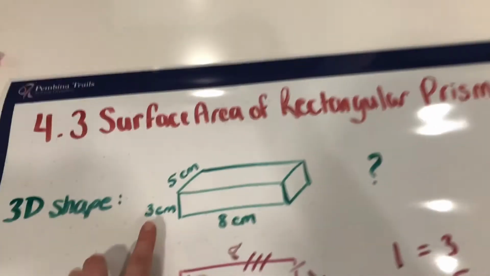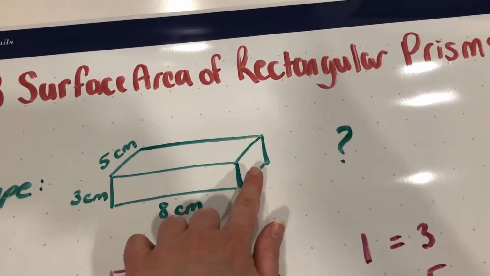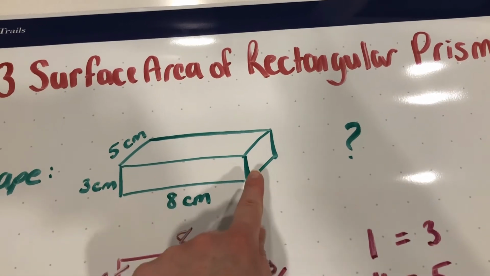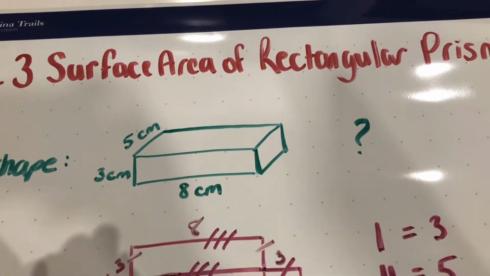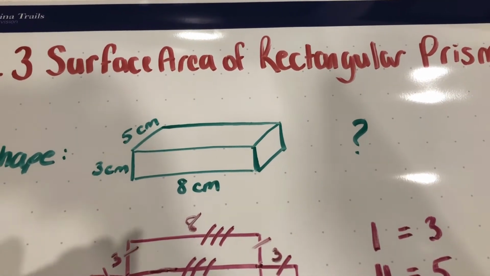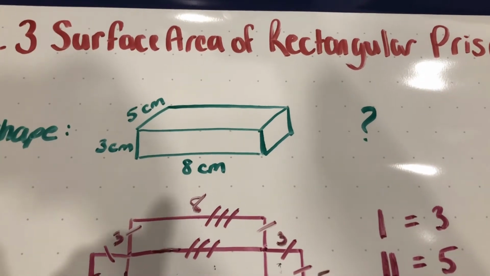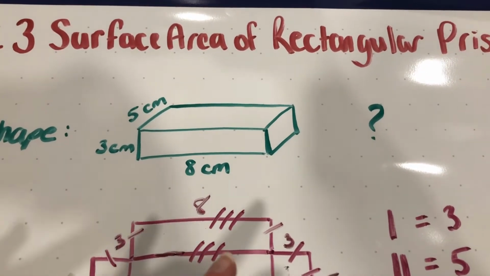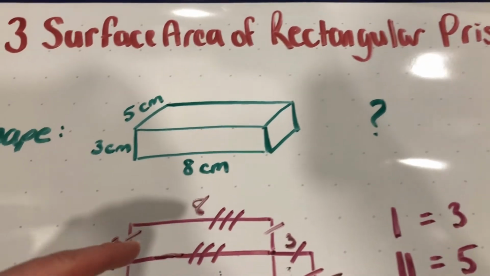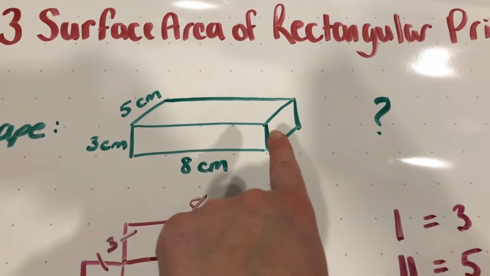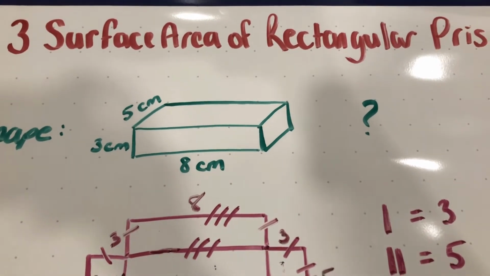Remember that a prism has two faces opposite each other that are exactly the same. So these two faces are going to be the same in terms of surface area. They're the exact same shape and size. And so we can call this a prism. It's a rectangular prism because our two congruent faces are rectangles.